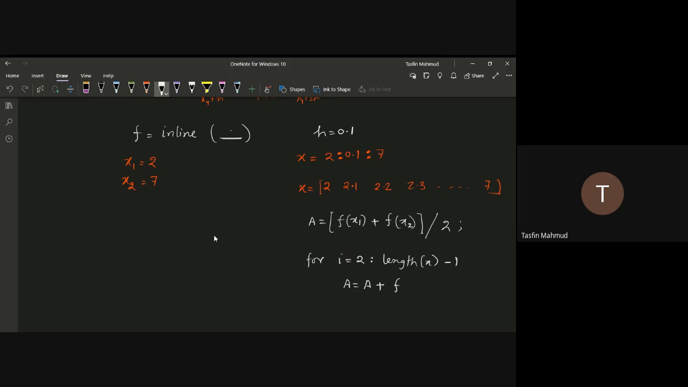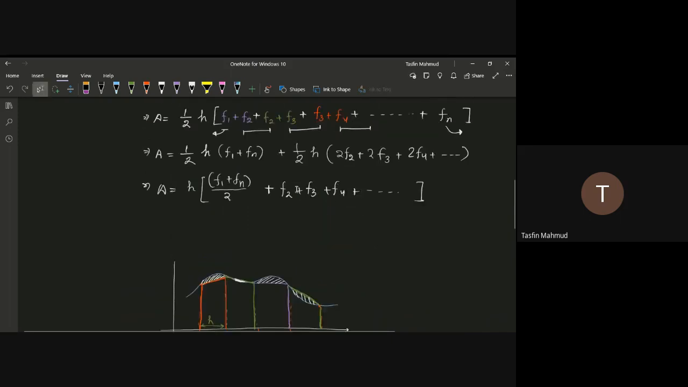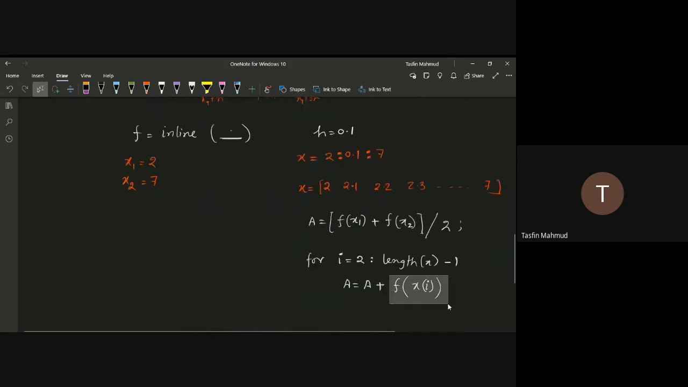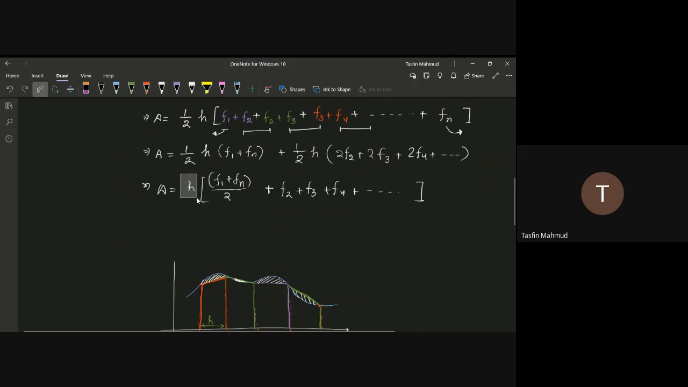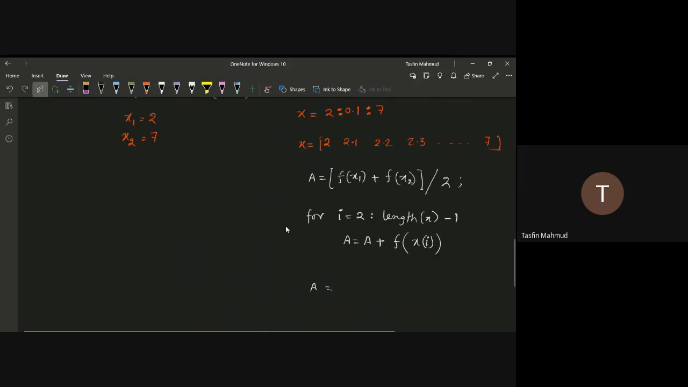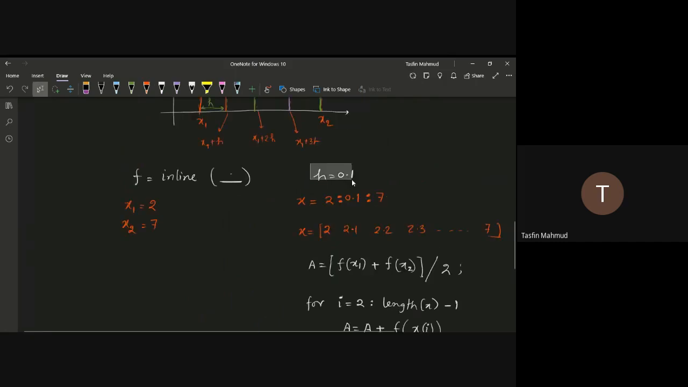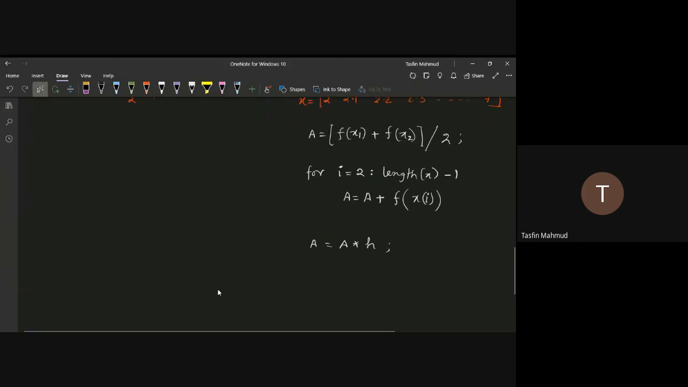We are considering these values, so we calculate the function values f of xi. Then we will have f2, f3, f4, the portions that were multiplied by 2. Once all these portions are calculated, you have to multiply the whole thing with h. The ultimate area would be the area calculated earlier times h. As we have mentioned h as 0.1, you multiply it with h. So I guess you will be able to write the code. I'm just giving you the hint. The algorithm is also given. Hopefully you get the idea of how to implement the trapezoidal rule in MATLAB, right?